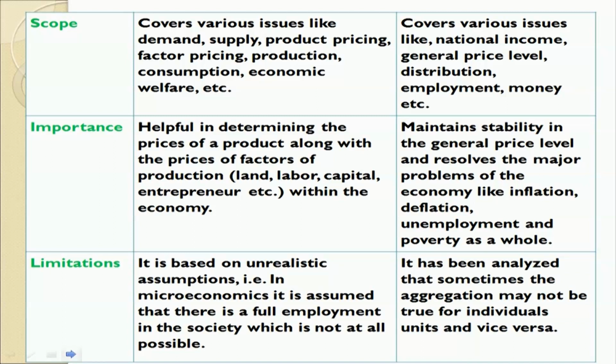Whereas macroeconomics covers various issues like national income, general price level, distribution, employment and money. It deals with various aspects. For example, national income measures the aggregation of overall income generated in a particular country. The general price level is about the level at which products are available.